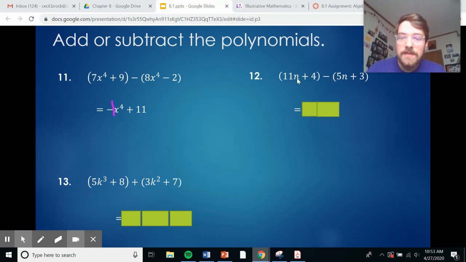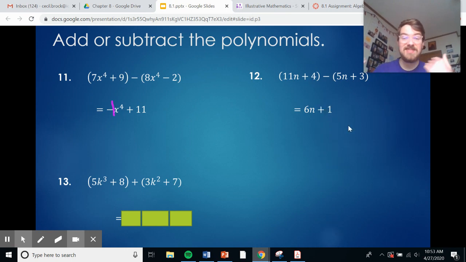Second one, I got 11n and 5n. I know those are like terms, so I can combine those. So I've got 11n minus 5n. That's kind of nice. They're both positive, so I just got to do 11 minus 5. It should be 6 with the n slapped on top. Last bit, my numbers on the end, my regular numbers, 4 minus 3. Oh, that's nice. They're both positive as well, so it's just a +1, so you'd want to have +1. That's it. That's all you've got to watch out for.